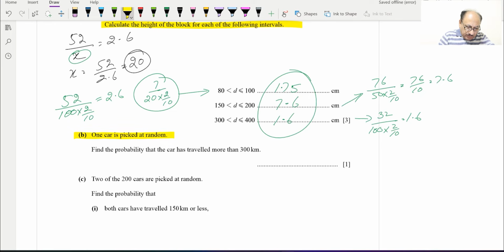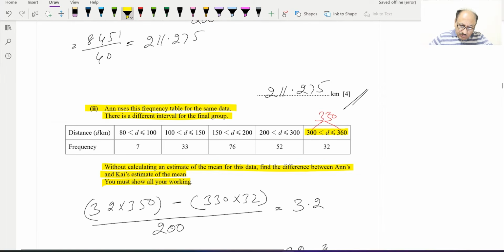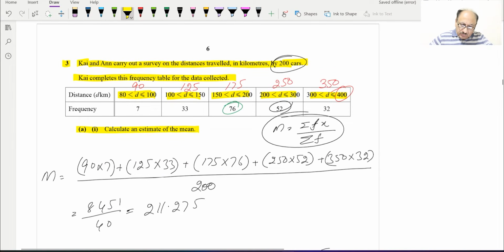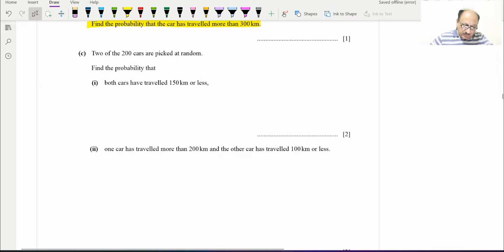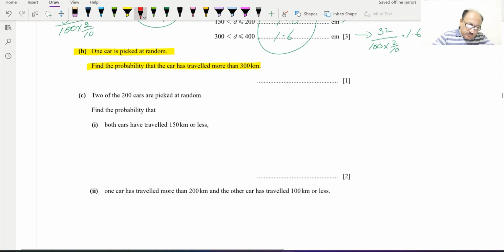One car is picked at random. Find the probability that the car has traveled more than 300 kilometers. So more than 300 kilometers is only this one, which is 32 out of 200 cars. So we can write here 32 out of 200.